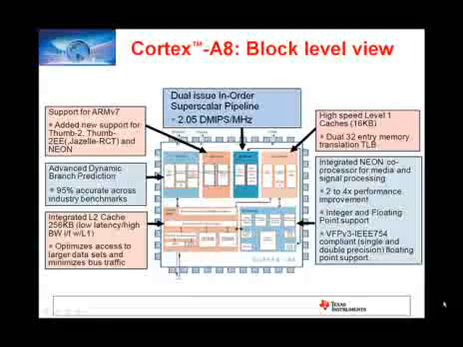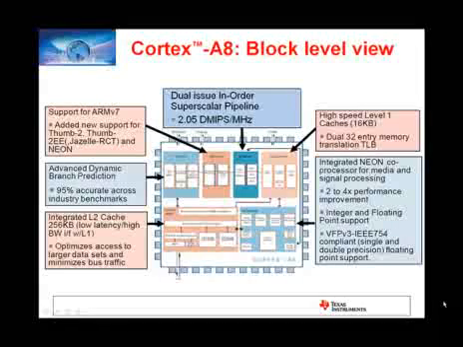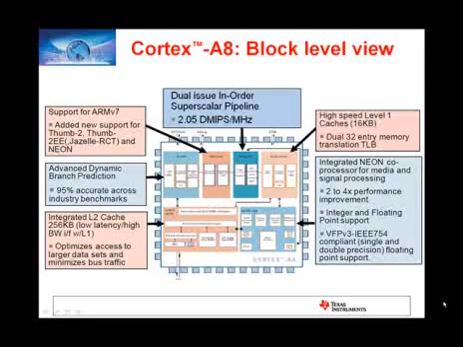The Cortex A8 has a 13-stage execution pipeline and supports dual fetch, dual issue, and in-order execution. It has two levels of cache. Level 1 consists of 16 kilobytes of instruction cache and 16 kilobytes of data cache. Both level 1 instruction and data cache are four-way set associative caches. Level 2 has 256 kilobytes of unified cache, which is eight-way set associative.